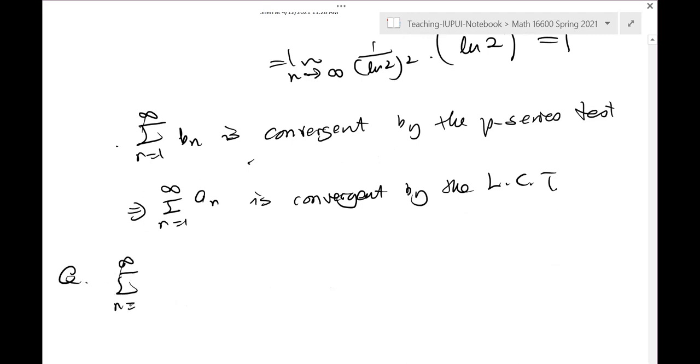The series you're going to compare with. For example, this one, n to the 1 plus 100 over n. Wow. I'll let you think about it first.